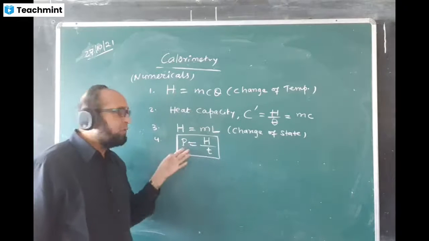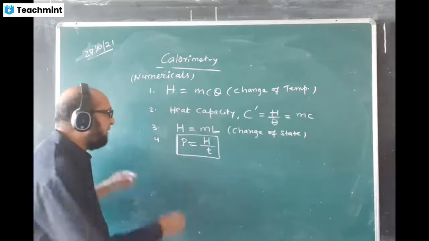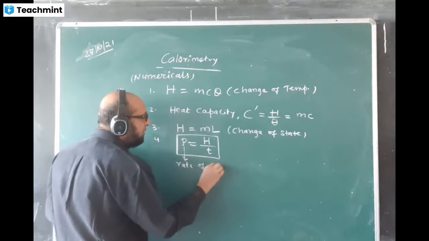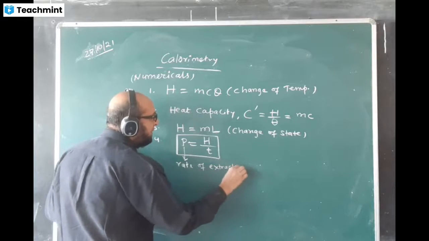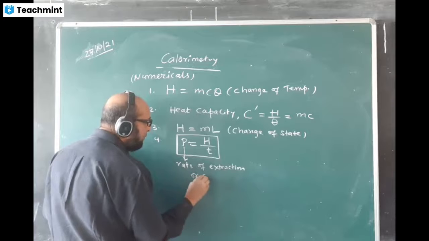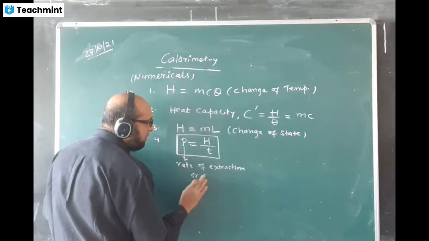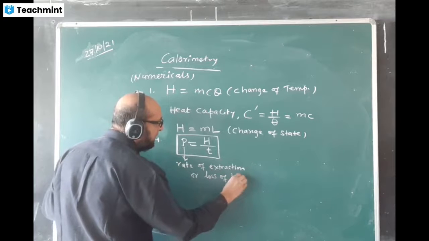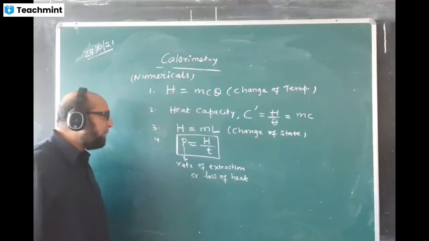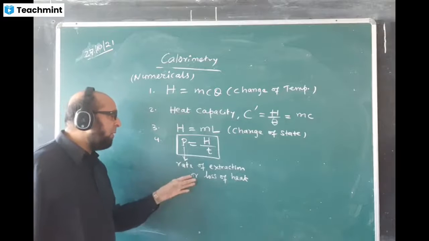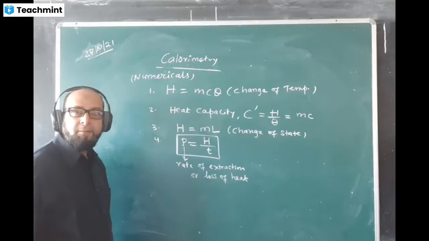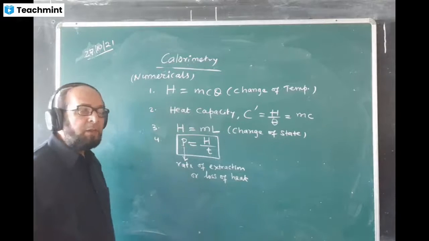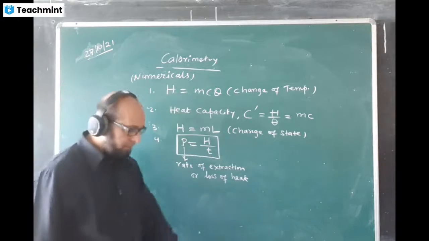Simple. And a question may talk about power or the rate of extraction, or loss of heat. Power means rate of extraction, and rate means divided by time. P stands for power, or rate of extraction or rate of loss of heat by a substance. That will be heat upon time. So these are the formulas on which we have to do the numerical problems.